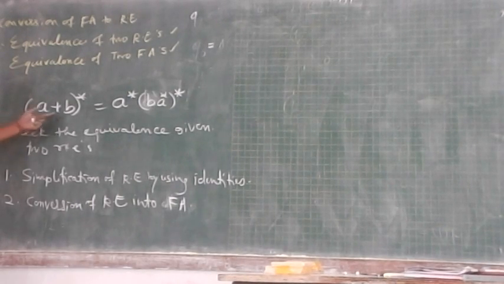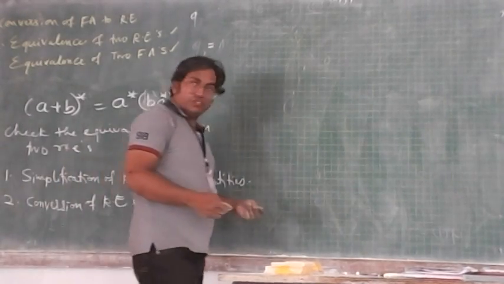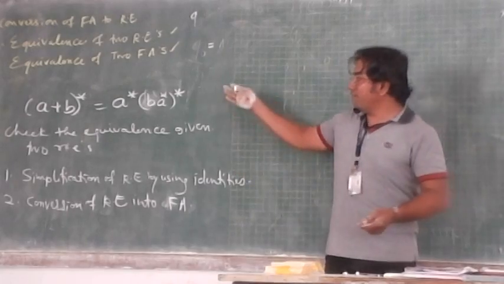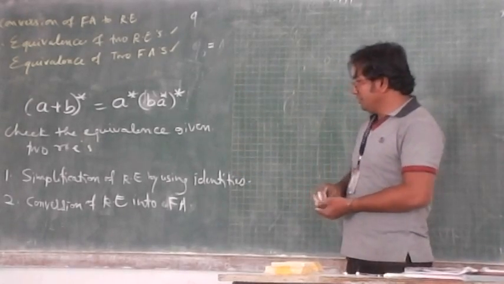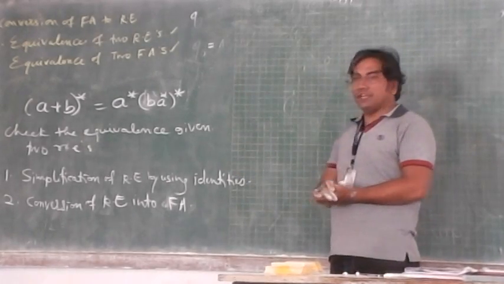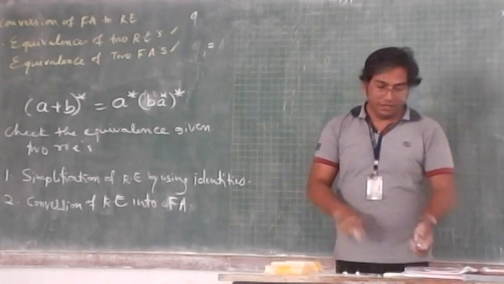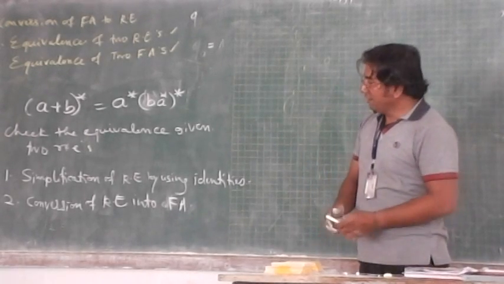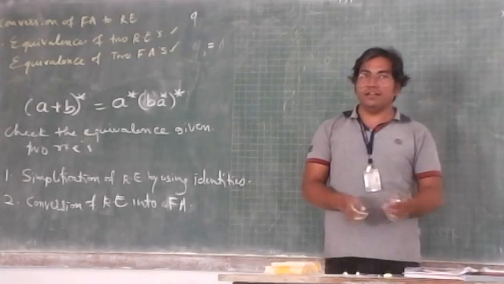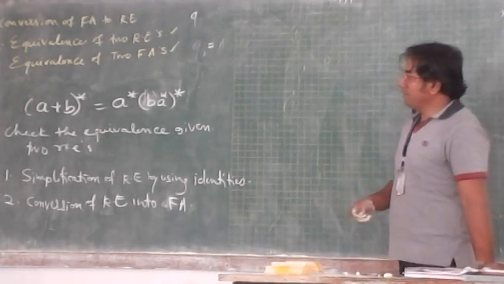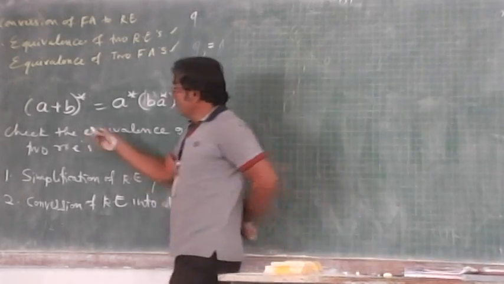So depending upon the expression given to you, you can choose any one of the methods. Here in this session I will discuss these two methods. If I consider the first method, simplification of regular expression by using identities is already discussed. So can I use the identities and simplify it? So what to simplify here?